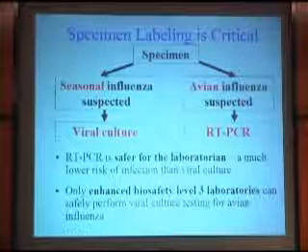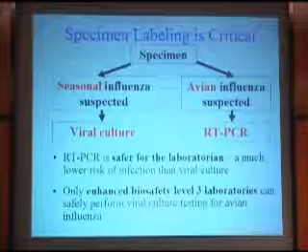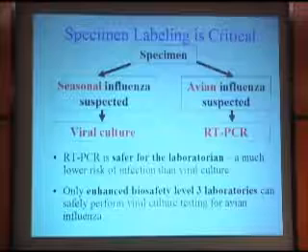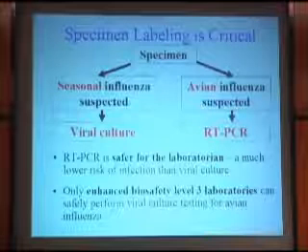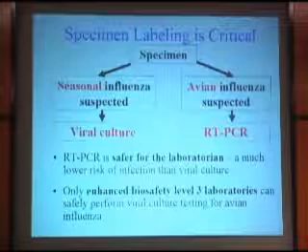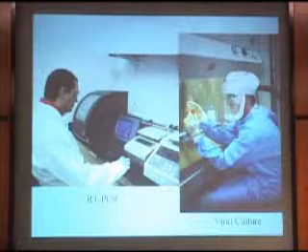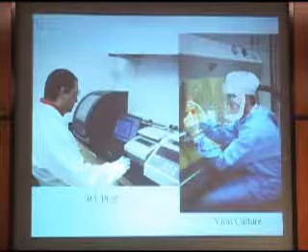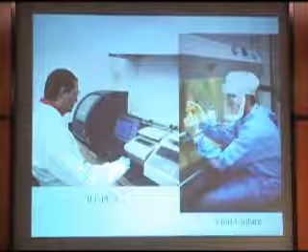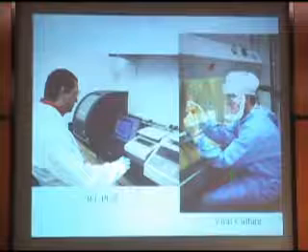And specimen labeling is critical because when this specimen arrives at the public health lab, if it's just thought to be a seasonal flu specimen, viral culture will be performed. But if you label it suspect avian flu, they will do an RT-PCR, which is much safer for the laboratorian. Here are the precautions you take doing PCR, and this is what you use doing viral culture. This is a biosafety level 3 lab with enhancements at the CDC.